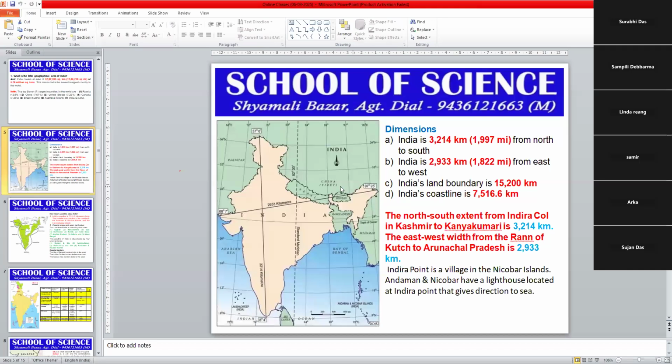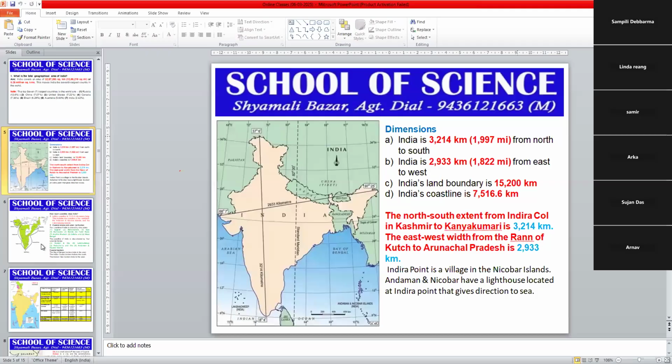And the east-west width from the Rann of Kutch to Arunachal Pradesh is 2933 kilometers. This line is 2933 kilometers. Indira Point is a village in the Nicobar Islands. Andaman and Nicobar have a lighthouse located at Indira Point that gives direction to ships. Okay.